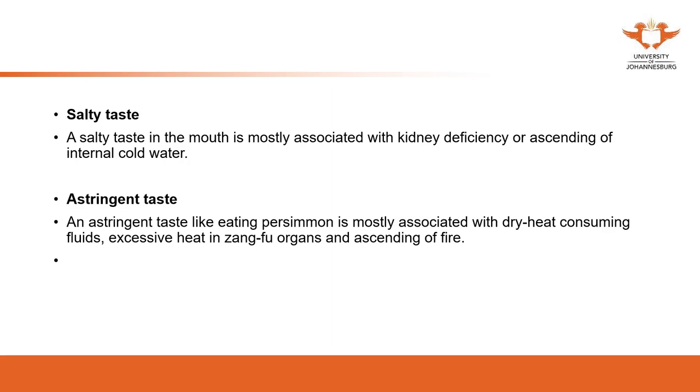Astringent taste. An astringent taste, like eating persimmons, is related to dry heat consuming fluid. Astringent taste mostly happens in dry heat. That's also because the dry heat affects the lung, and astringent is the taste of the lung. That's why we mostly think about the lung with this taste.